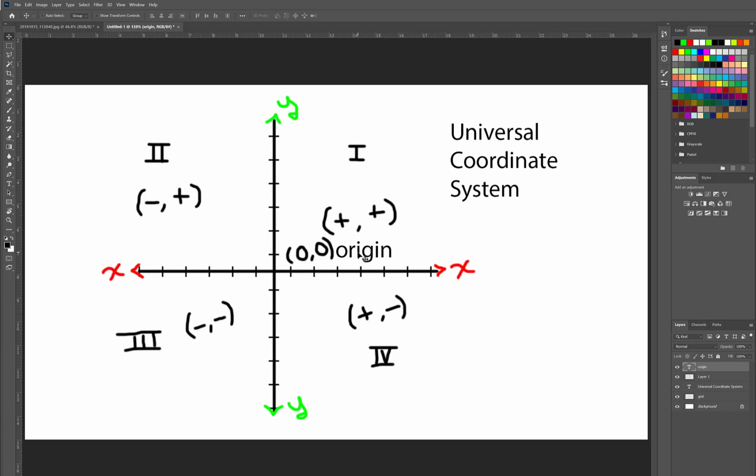I'm not going to make you do any equations. I just want you to be familiar with the idea that y is up and down, x is side to side. These are the quadrants. 1 is positive, positive. 2 is negative, positive. 3 is negative, negative. 4 is positive, negative. The center point is the origin, and it is 0, 0.